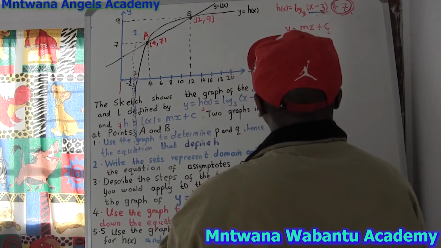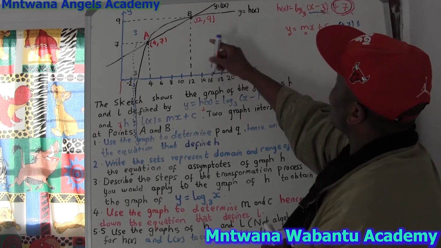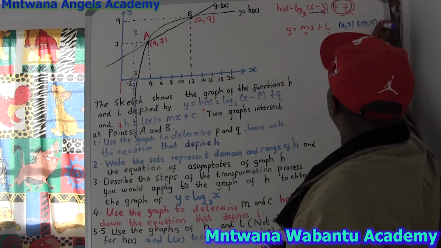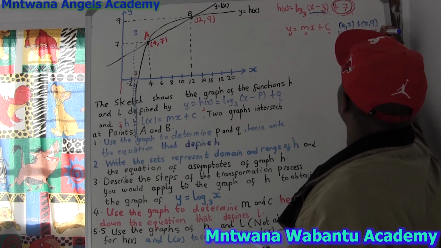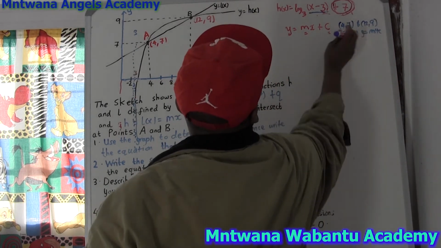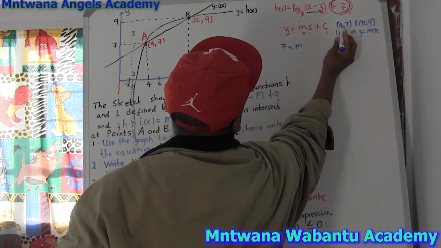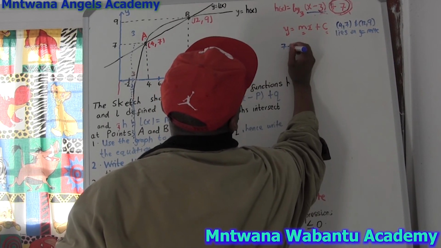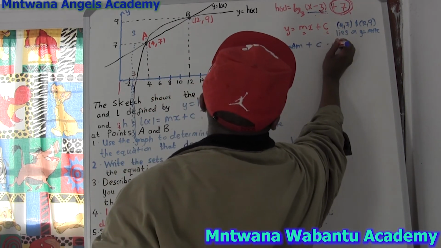So 4 and 7. And also the coordinate 12 and 9 lies on y = mx + c. Let me start with 4 and 7. So y = 7, m I don't know, and x = 4. So it's going to be 4m and then plus c, because it's 4 times m. I can call this the first equation.